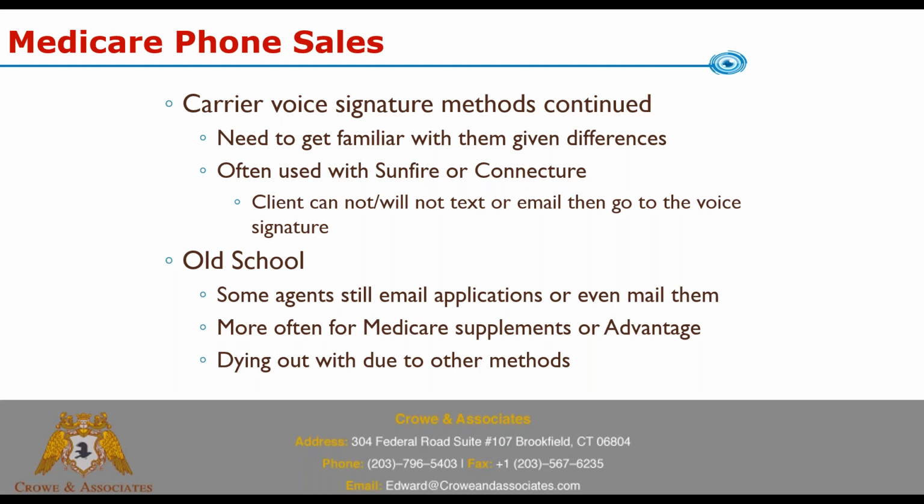As I mentioned before, some agents do sell by phone, but I wrote old school here because they'll talk to people, and usually this is more often done with non-dual MAs and with supplements and PDPs. They'll talk to the person on the phone, and then they will email them an application to print out, or they'll actually have a kit ready with a return envelope. Once they really get their commitment to enroll, they'll mail that out for those who just can't do anything electronic. So that is still done.